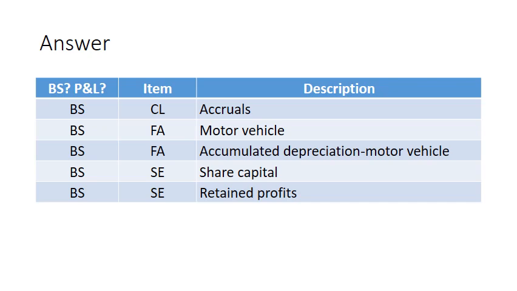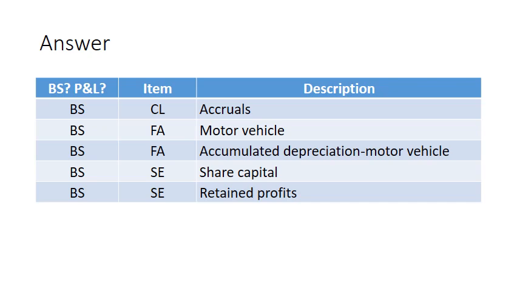Next, motor vehicles. Motor vehicle is a balance sheet fixed asset. I mentioned this falls under fixed asset because it is also part of the plant and equipment, so basically property, plant and equipment.